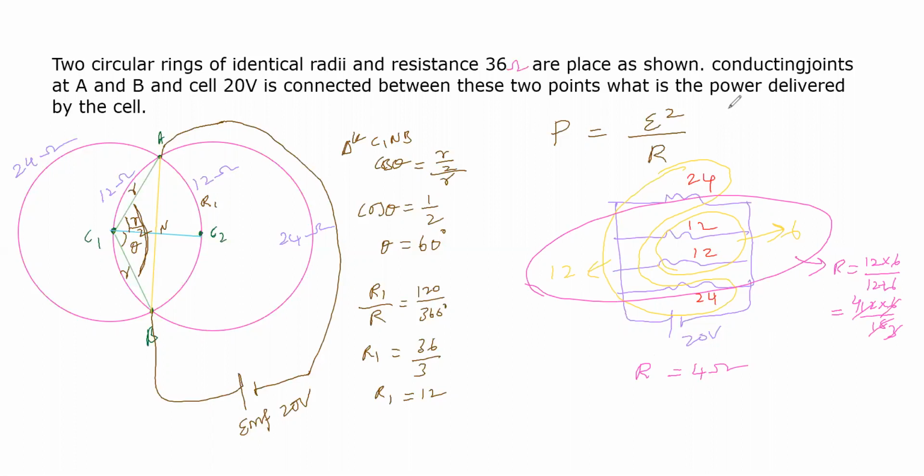Now we have to find power. To find power, we use the formula: power is equal to EMF square divided by resistance. EMF is given as 20 volts, so 20 square, 20 into 20, divided by resistance 4. Cancelling 20 and 4, we get 5. Then 5 into 20 gives 100 watt. So the power delivered by the cell is 100 watt.